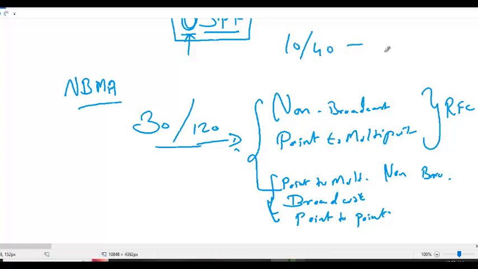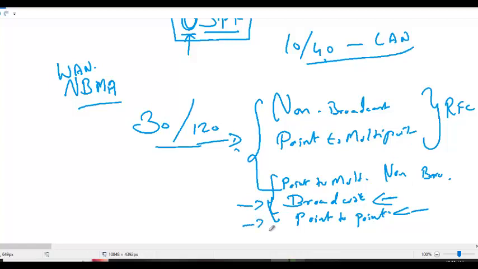So I can say LAN. In LAN, it's only 10 and 40. In WAN, NBMA, there is another. In WAN, NBMA also you have broadcast and point to point. There also it is same 10 and 40. But this is in NBMA, non-broadcast multi-access, in that broadcast type, in that point to point.